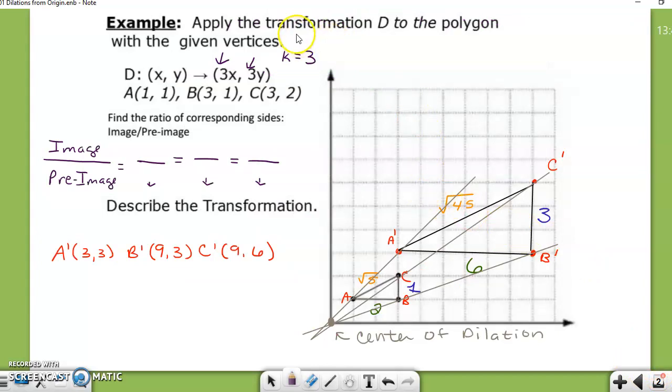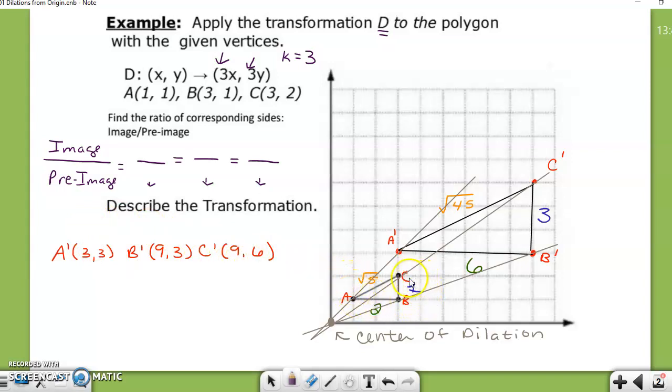In this example, we're going to apply the transformation capital D, which means dilation, to the polygon with these given vertices. A is at 1, 1, B at 3, 1, and C at 3, 2. You can see it right here. And K equals 3. That means all we're going to do is multiply every x by 3 and every y by 3. So 1 times 3 is 3, 1 times 3 is 3. For B, we have 3, so 3 times 3 is 9 for B prime. And then 1 times 3 is 3 for the y. 3 times 3 is 9, and 3 times 2 is 6. That's how we get our prime coordinates.